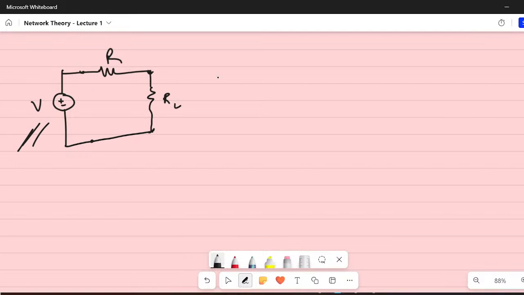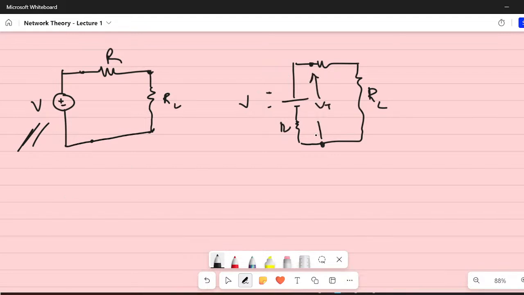For example, in case the voltage source had some internal resistance, say small r, right? So what would be the final voltage? In case RL increases, what is the voltage here? Let us say this would be the terminal voltage for this voltage source, right? This would be V. So what is the terminal voltage at this place? This is VT. Tell me, what is VT?